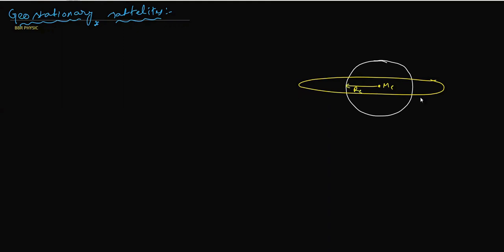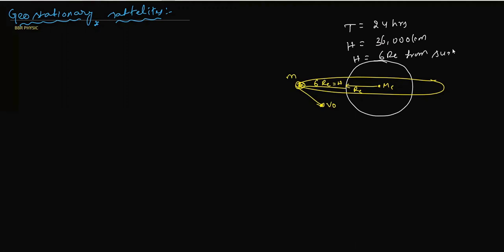This is a satellite revolving at a height of 6 RE from the surface of the Earth. The satellite has mass m, and its tangential velocity is V naught. What is the time period of geostationary satellites? It is 24 hours. And the height is 36,000 kilometers, not 3,600 kilometers. 3,600 is R. So this value is 6 RE from the surface of the Earth.